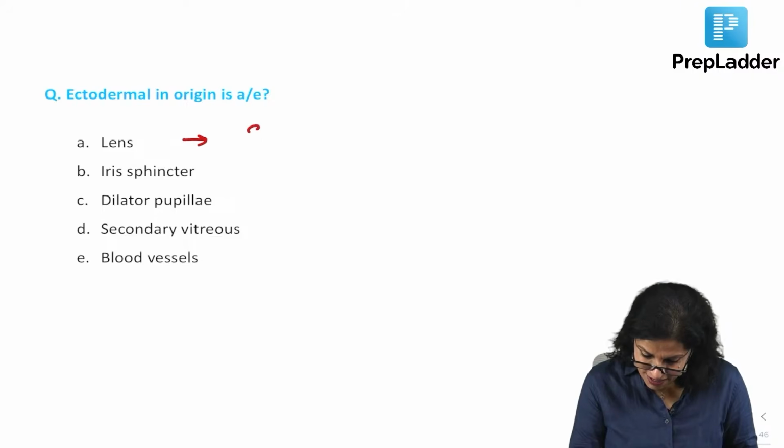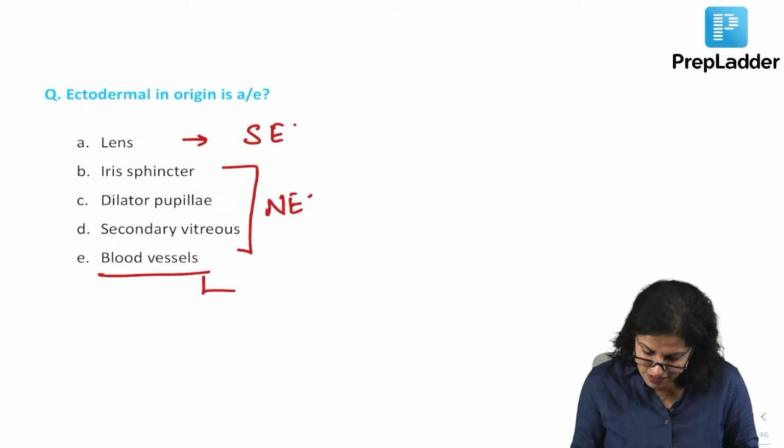Surface ectoderm. Iris dilator pupillae, iris sphincter, secondary vitreous, neuroectoderm. It is the blood vessels, which is mesoderm. So, now what is the answer?